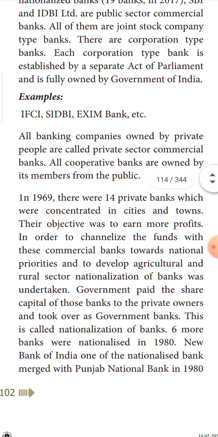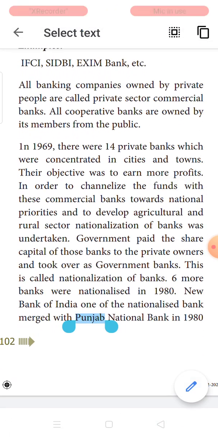Next is all banking companies owned by private people. If the share capital is owned totally by private people, such banks are called private sector commercial banks. And all the cooperative societies also, the members are from the public only. So far, what all we saw? Government banks we saw, nationalized banks we saw, private sector banks we saw, and cooperative banks also we saw.